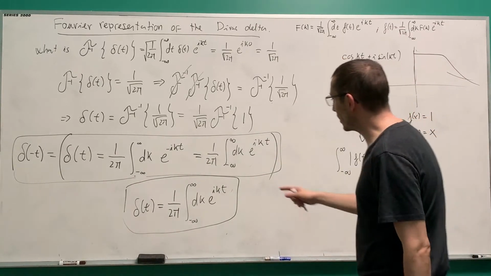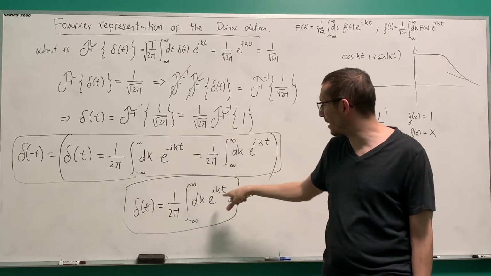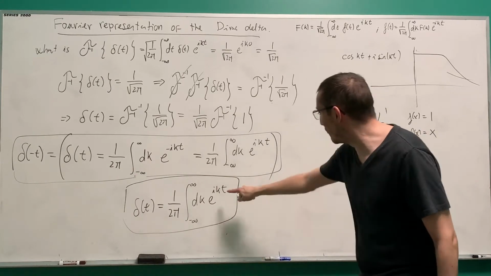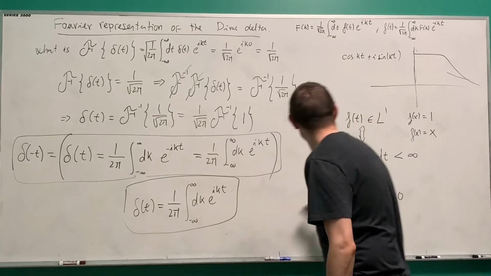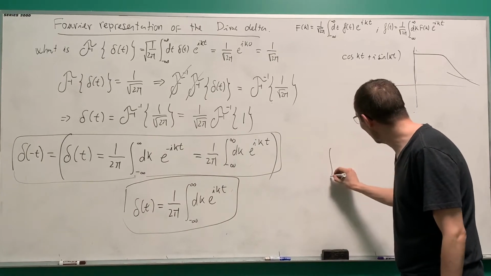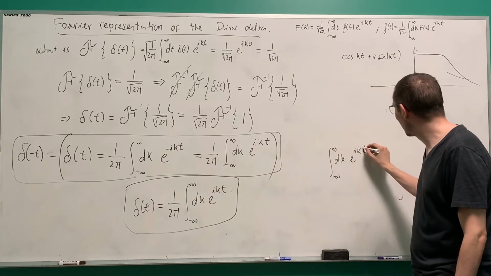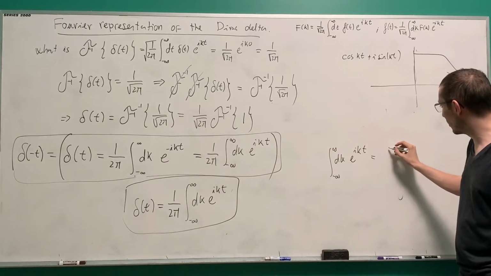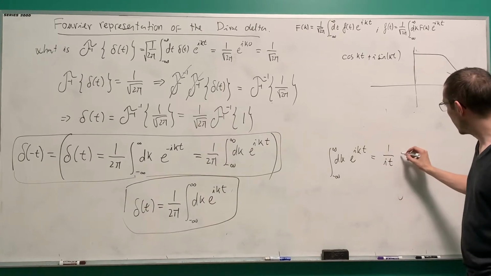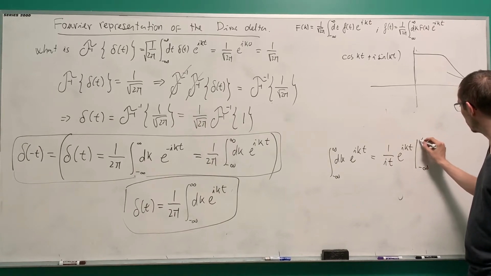And indeed, the Fourier transform of 1 is something like this, multiplied by root 2 pi, and that integral does not exist. Let's see what happens if you try to do this integral in the usual way. This integral from minus infinity to infinity, dk e to the i kt, is 1 over i t, e to the i kt from minus infinity to infinity.